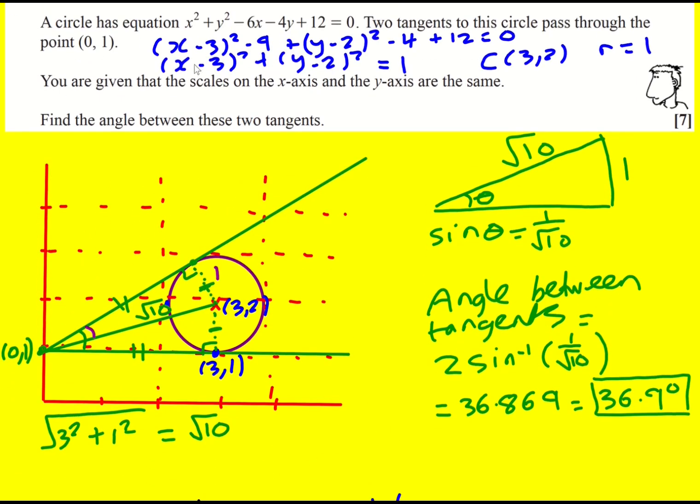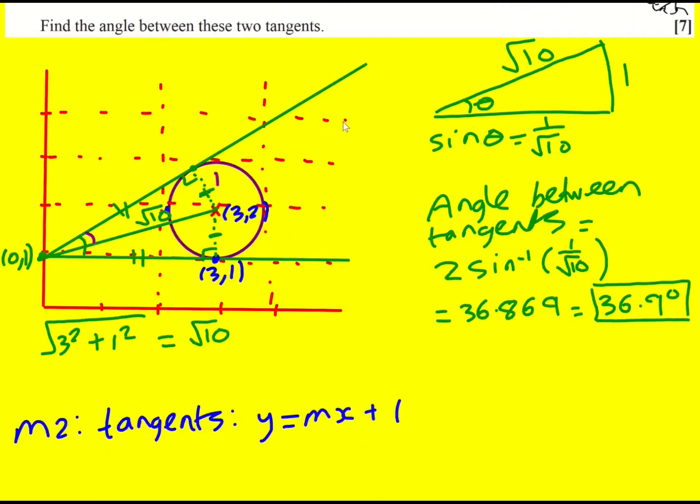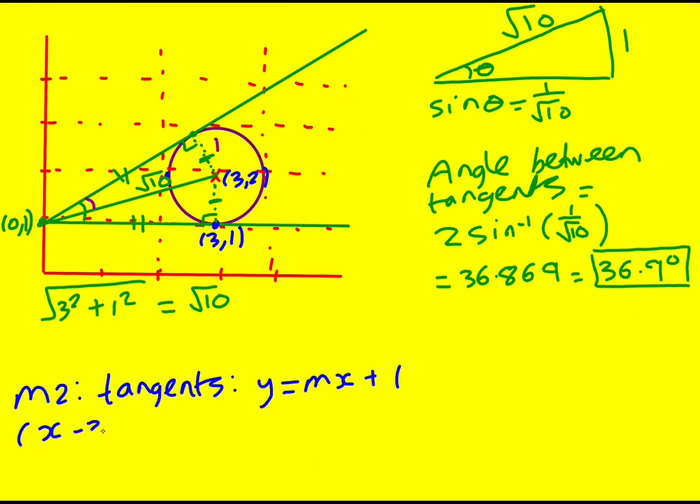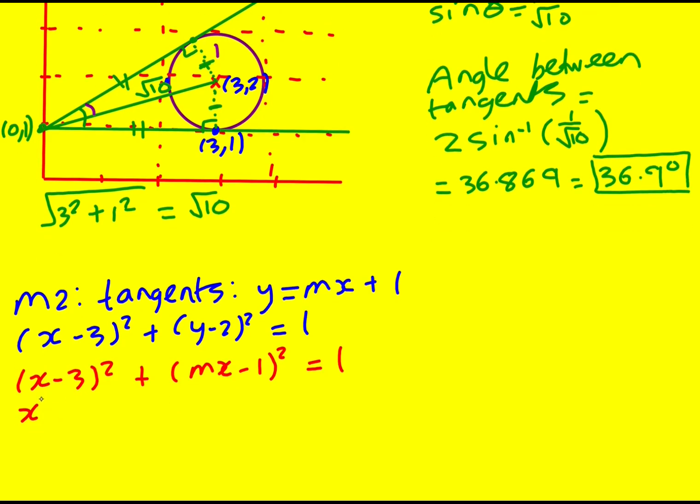I'm going to sub it into the one where I have written it as x minus 3 all squared and so on. Could put it back into the original if you prefer. So that means x minus 3 all squared plus mx minus 2 plus 1, that's going to be minus 1 squared, is equal to 1. And we've got a quadratic to solve. This is a little bit more complicated, I think, but it's good to look at alternative methods.